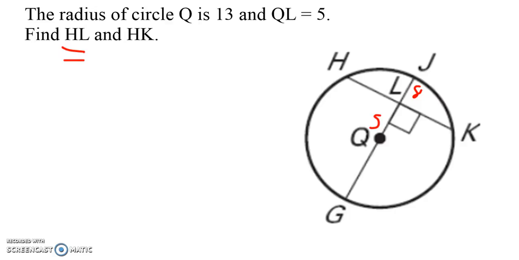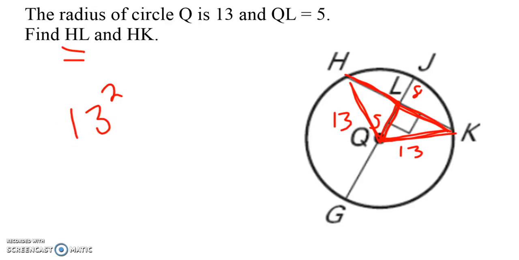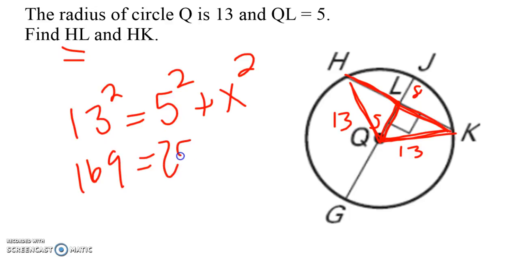And so what I do want to know is this is a radius. So I actually know that this is 13. I know this is 5, and I'm missing this piece, which is LK, or is the same as HL. So even if I went this way, it would be the same thing. This is 13, so it's a right triangle, as we see. So I'm simply going to run the Pythagorean theorem, 13 being the hypotenuse. So on this, I'm going to get 169 equals.